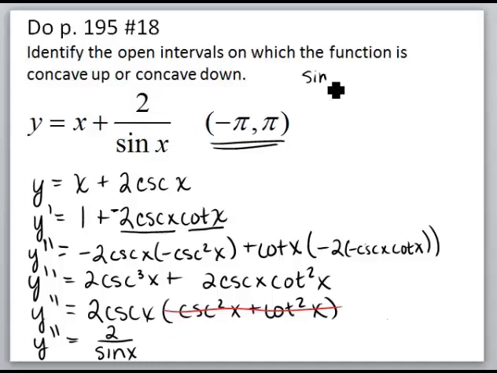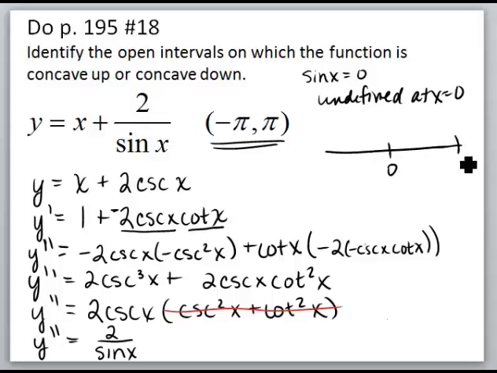So where it does not exist is when the sine of x is equal to 0. Well, the sine of x equals 0 when x is 0 only. So I can write undefined at x equals 0. That's my only possible point of inflection.